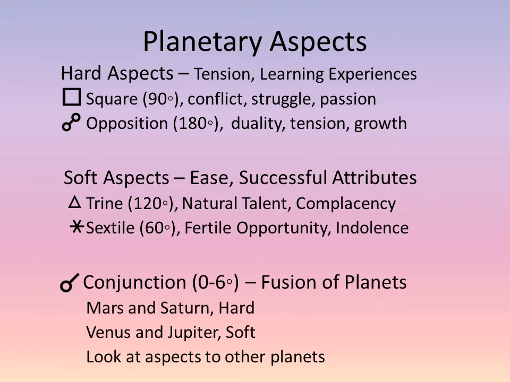Then you have the conjunction, which is 0 to 6 degrees and is a fusion of the planets. And wherever there's a conjunction with Mars and Saturn, it makes it a harder aspect, meaning more challenge. Venus and Jupiter, because those are lucky planets, makes the aspect easier and softer. So, anyways.